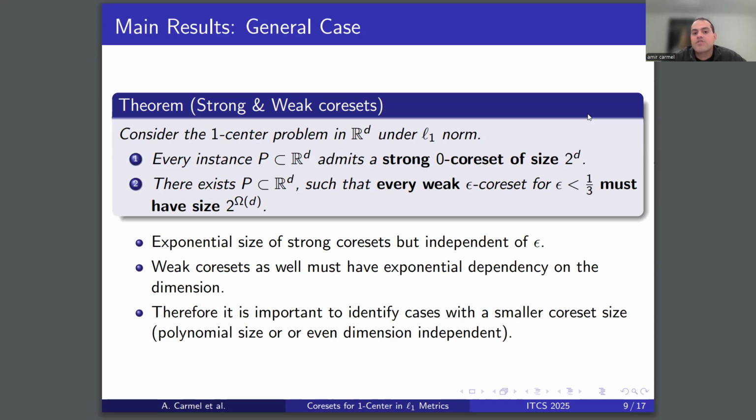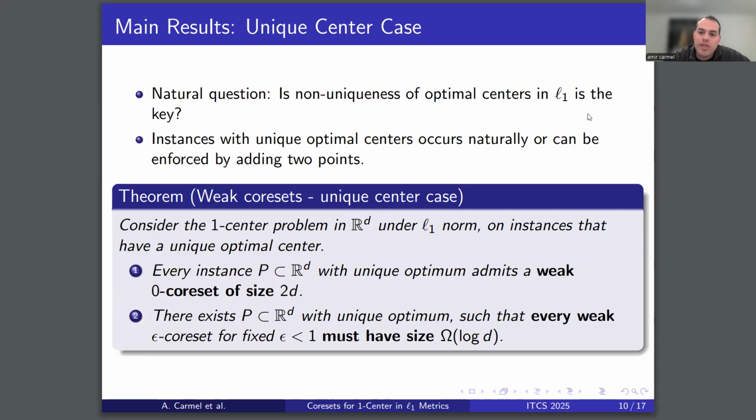And we consider a natural case, which is the case where P has a unique optimal solution. In L1 this is not always the case, but we know that this is what happens in L2, where we also have a unique optimal solution. Also, a unique optimal solution can be enforced by adding at most 2 points. So for this case, where the optimal solution is unique, there is a weak coreset. It's also a weak zero coreset, and the size of it is 2 times d. So it's an exponential improvement over the general case.